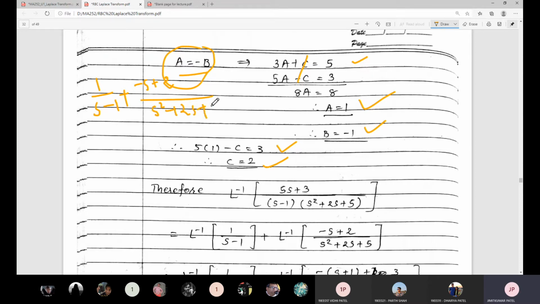Okay, any doubt up to here? LHS is equal to this one. Okay, you can write it on both sides. Any doubt up to here? This term?